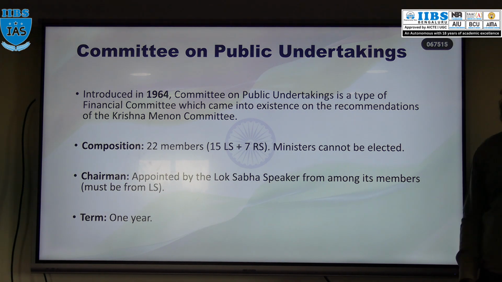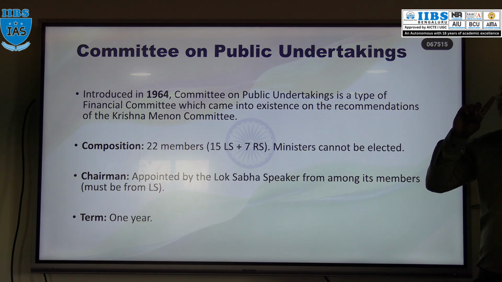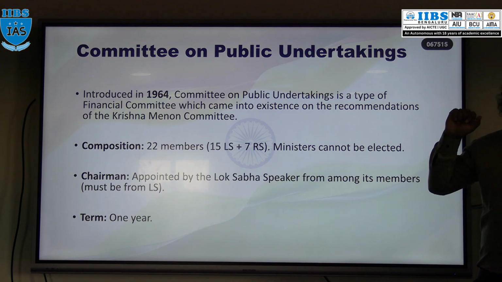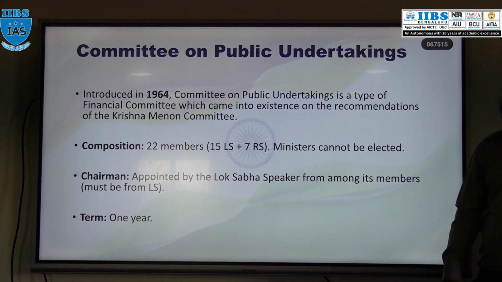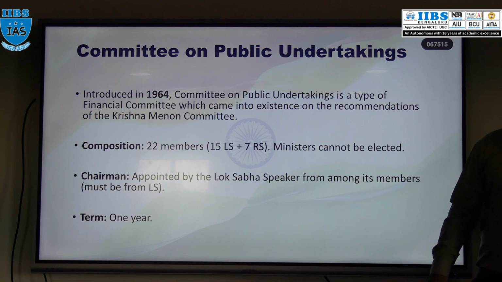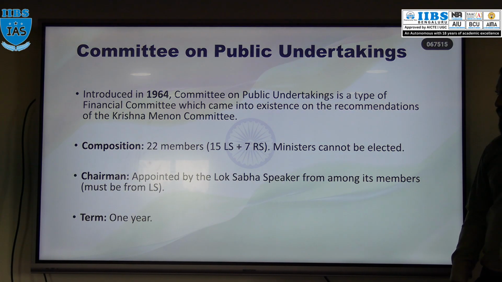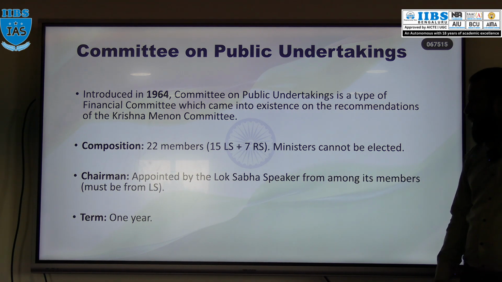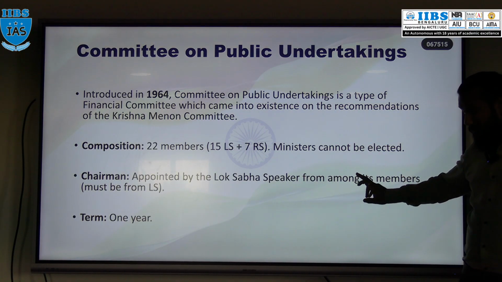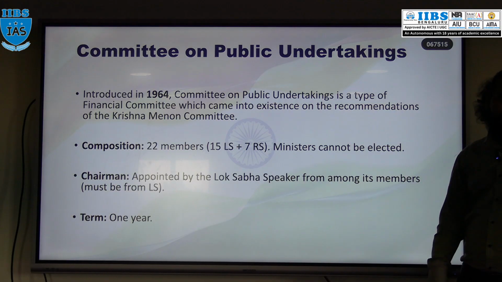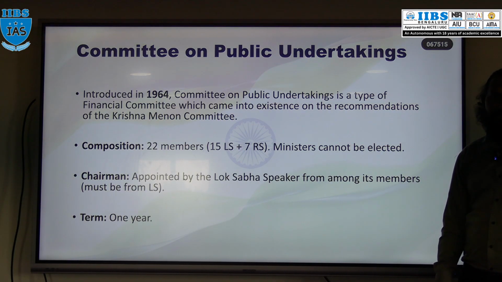Okay, how many members are there? 22. Remember PAC, 22, 15 plus 7. So here also the same thing, 22 members are there. 15 members from Lok Sabha elected by the Speaker, and 7 members from Rajya Sabha elected by the Chairman of Rajya Sabha. Here also the same thing. A Minister cannot be a member of this committee. And the chairman will be appointed by the Speaker of Lok Sabha from among the members, and the chairman must be from Lok Sabha.